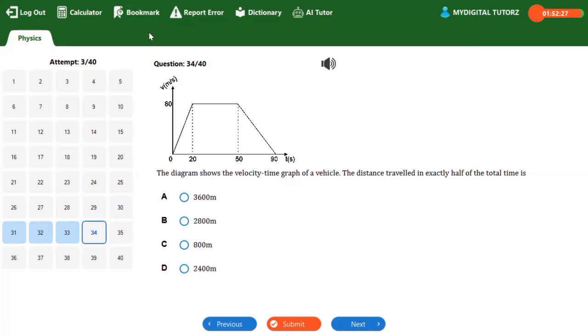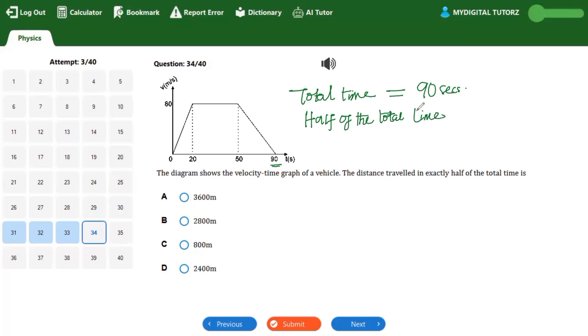When you have this type of question, you ask yourself, what is the total time? Total time is equal to what? So this is your total time here. Take note, it's 90 seconds. So half of the total time will now be equal to what? 90 divided by 2, which will be 45 seconds.